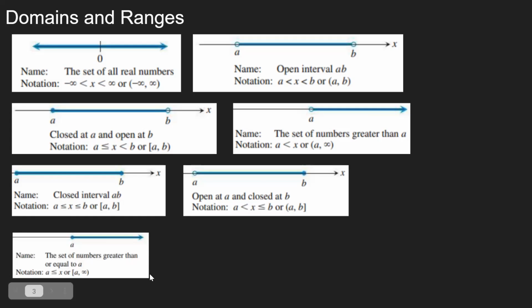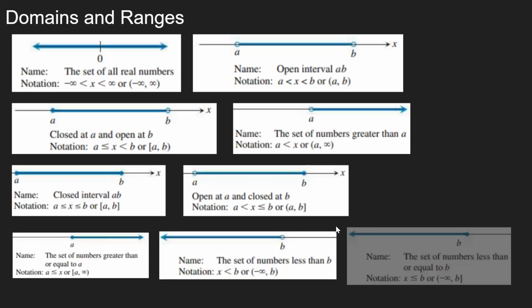This would be the set of all numbers greater than or equal to A. Notice the distinction from the earlier one where the endpoint is not included. It's a strict inequality and there is a parenthesis. Notice the endpoint is included here. It's an or equal to inequality and a bracket on the A.